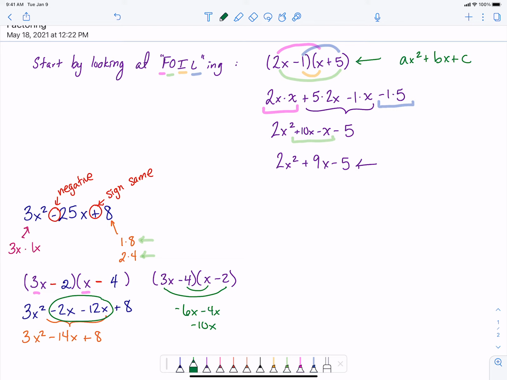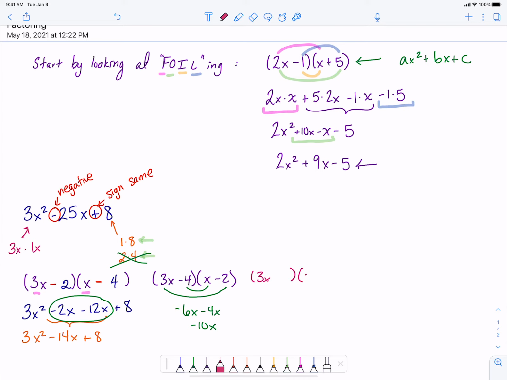All right, so what that tells me is that those are the only two options. I can't flip-flop the 2 and the 4 anymore. That puts me back where I started. If I flip-flop the 3x and the x, again, that puts me right back where I started. So we're done with that option. So this tells me it's got to be 1 and 8.